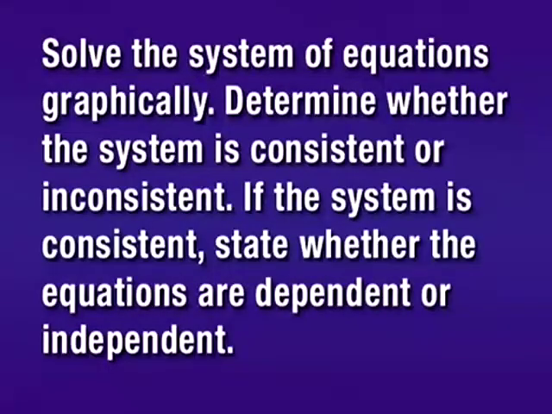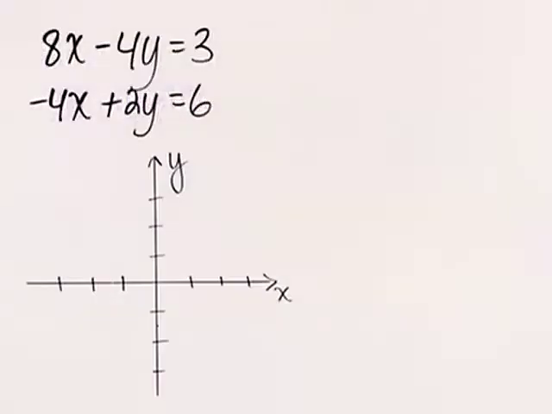Solve the system of equations graphically. Determine whether the system is consistent or inconsistent. If the system is consistent, state whether the equations are dependent or independent. So we have the system 8x minus 4y equals 3 and negative 4x plus 2y equals 6.